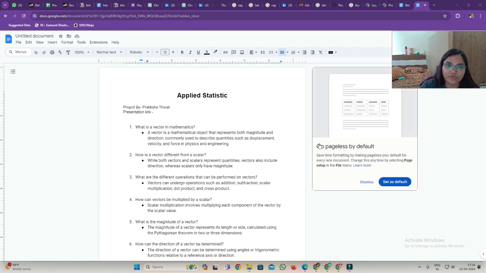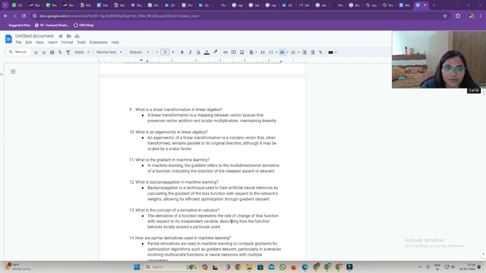So let's dive into the questions directly. We are going for question number 2. How is a vector different from a scalar? Understanding the fundamental difference lays the groundwork for comprehending vector operations and their applications in various fields. While both vectors and scalars represent quantities, vectors also include direction, whereas scalars only have magnitude.